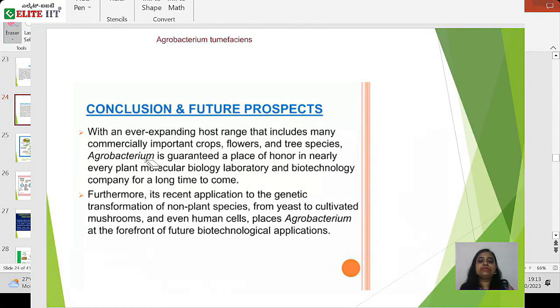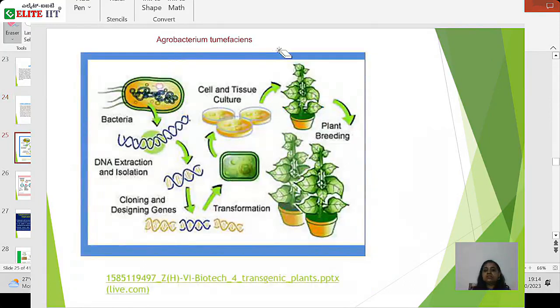Okay. So, with an ever expanding host range that includes many commercially important crops, flowers, trees, Agrobacterium is guaranteed a place of honor in nearly every plant molecular biology laboratory. Its recent application to the genetic transformation of non-plant species, from yeast to cultivated mushrooms, even human cells, places Agrobacterium at the forefront of future biotechnological applications. Okay? Nothing else. You don't have to read that. Acha.